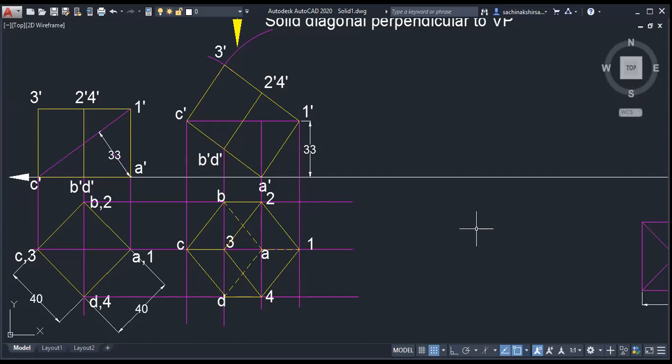Okay, last step now. This I will give as homework. Last stage. Here, which solid diagonal is parallel to HP in this stage we have drawn? C1, or C dash to 1 dash. Now in the next step, it is called perpendicular to VP. How will it be, horizontal or vertical? Vertical.